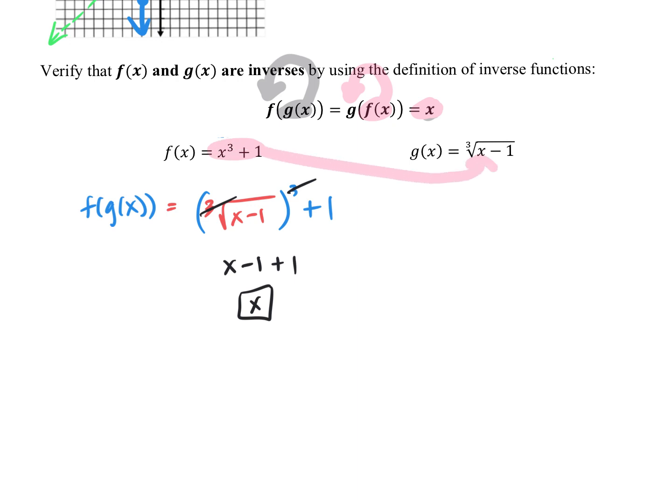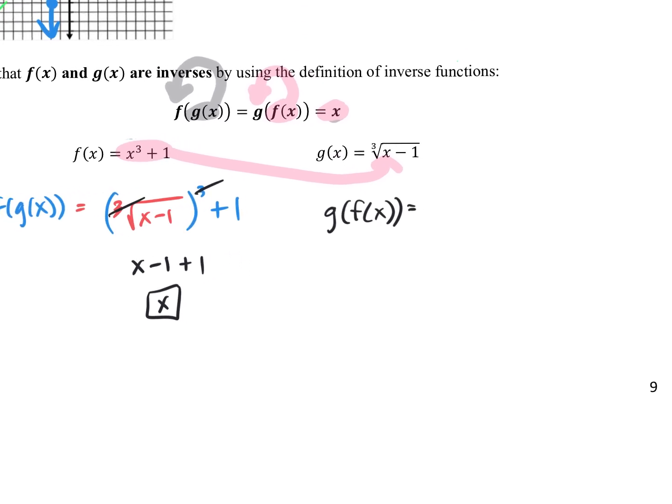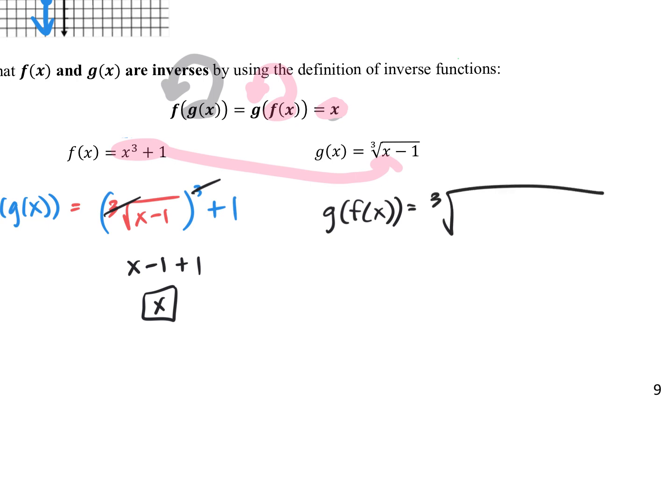Do you agree I start with the cube root? Yep. So this is my g of f of x. I start with a big old cube root. Whoosh. And instead of writing an x, I'm going to put in all this stuff. X cubed plus 1, thanks, Nels. And then I got to finish that with a minus 1. Minus 1.